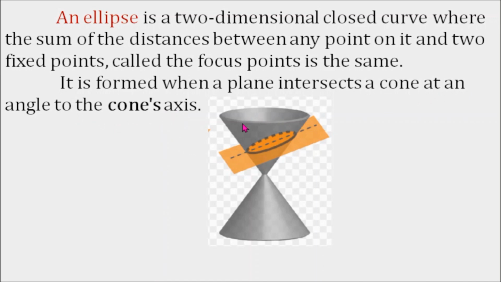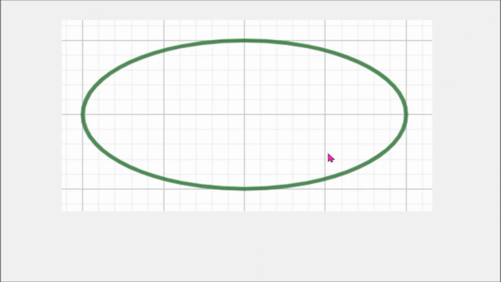So this is our illustration. This is our plane and this is our cone. And an ellipse here is formed. Ellipse can be elongated horizontally, like this one. So the parts of the ellipse, we have the center.